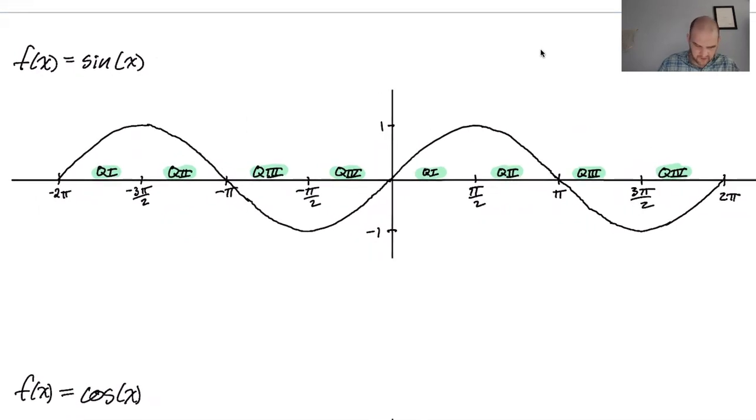So we need to make this one-to-one. So what I'm going to do is I'm going to start with a horizontal line.